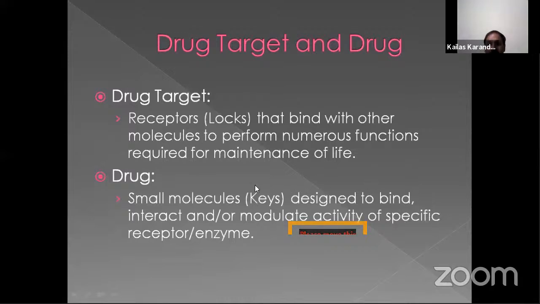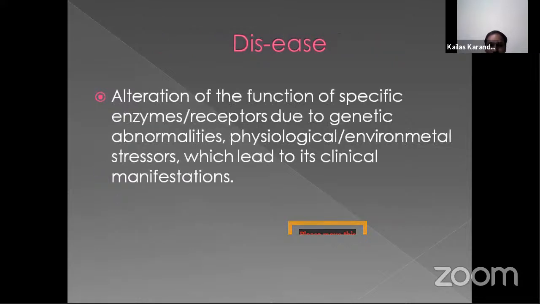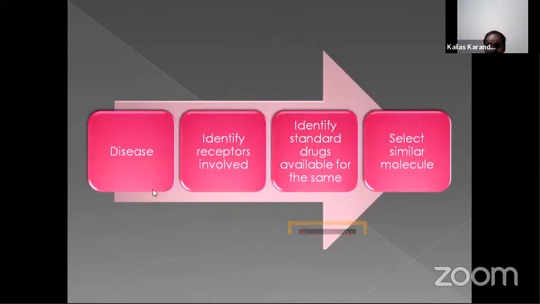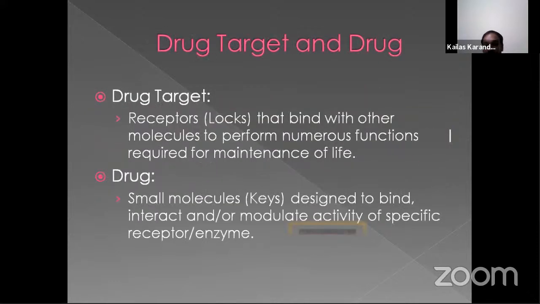Okay, so which could be the possible key, designed to bind, interact, and or modulate the activity of the specific receptor or enzyme. This modulation can functionalize or restore the function of the receptor, and in this way we can get rid of the disease we were suffering from. So these are the two terms which are very important to know in the process of building any research proposal.